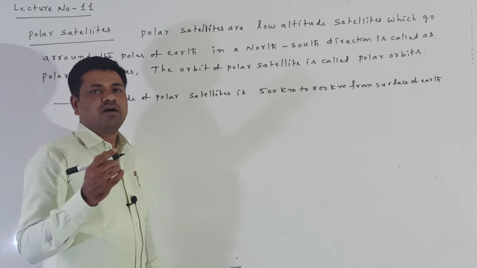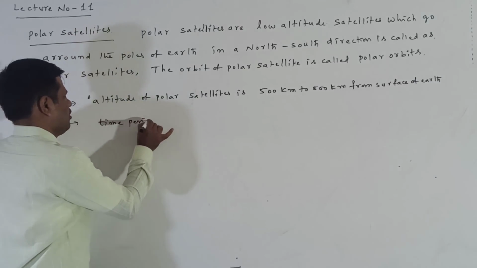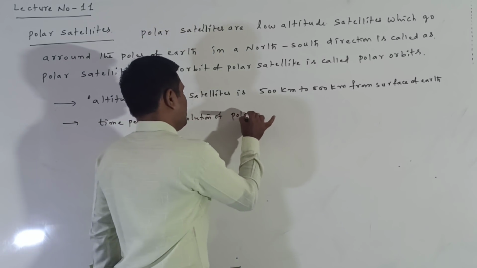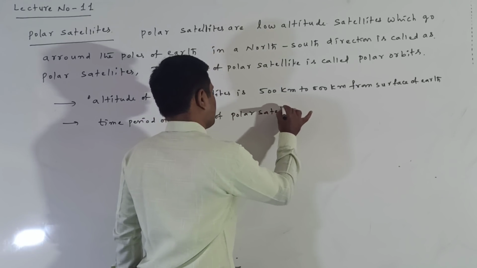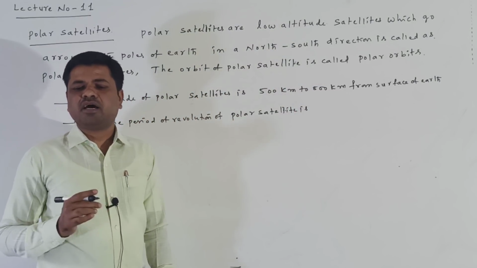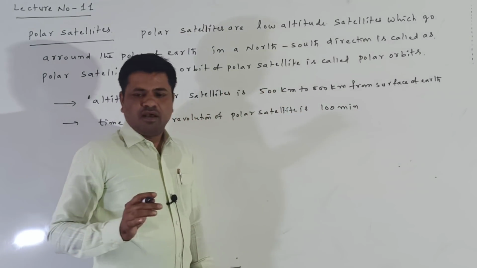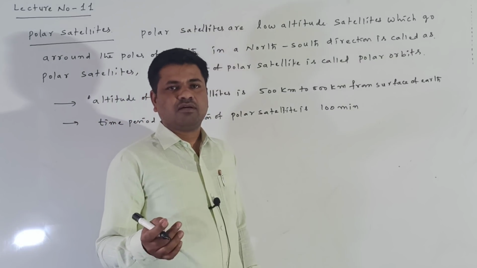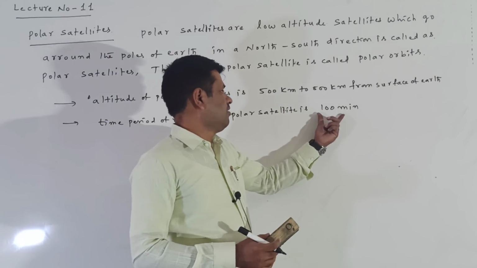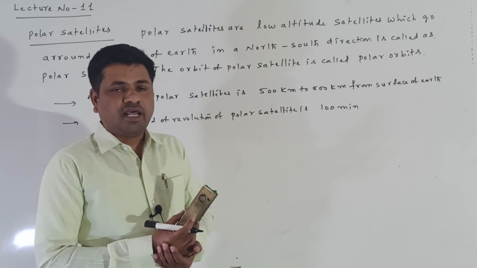The time period of revolution of a polar satellite is only 100 minutes. That's the reason it crosses any location of the Earth many times. Why does it cross many times? Because its time period of revolution is only 100 minutes.